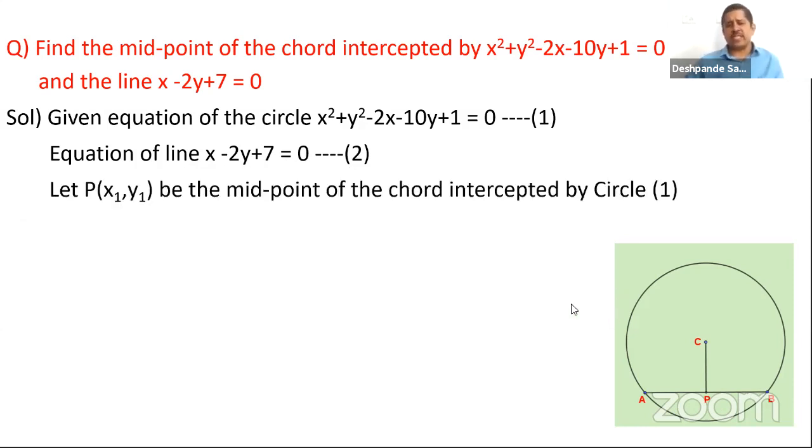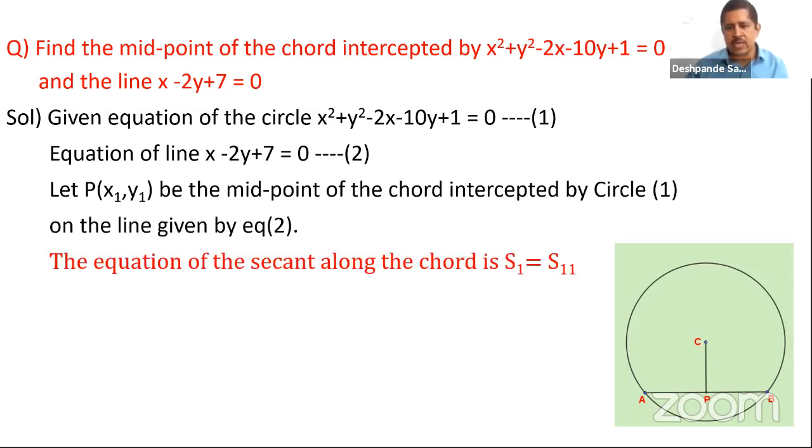So you take the point x1, y1 as the midpoint of the chord intercepted by the circle. So the equation of the chord intercepted by the circle is given as S1 is equal to S11. So you have got a point x1, y1. You know the values of g, f, and c. What is the value of g here? Minus 1. What is the value of f? Minus 5, and c is 1.